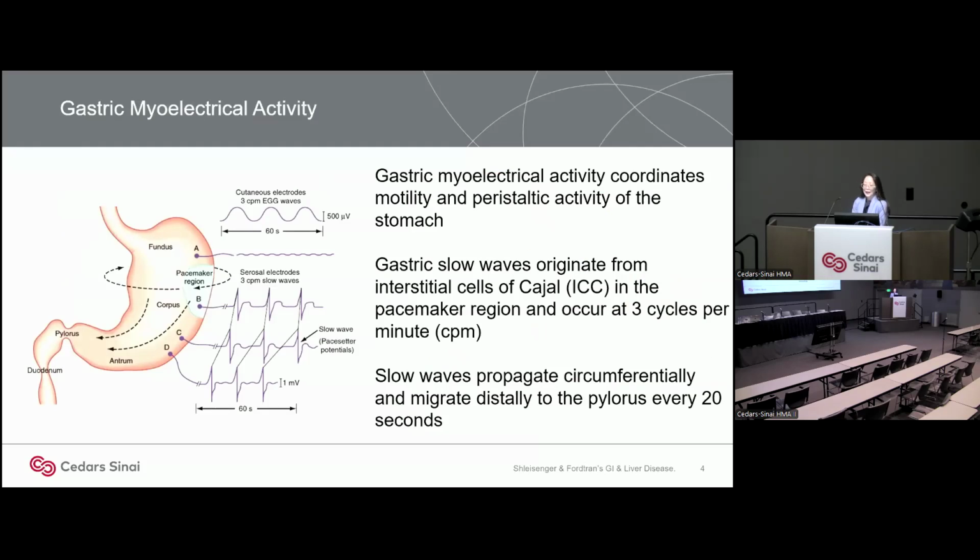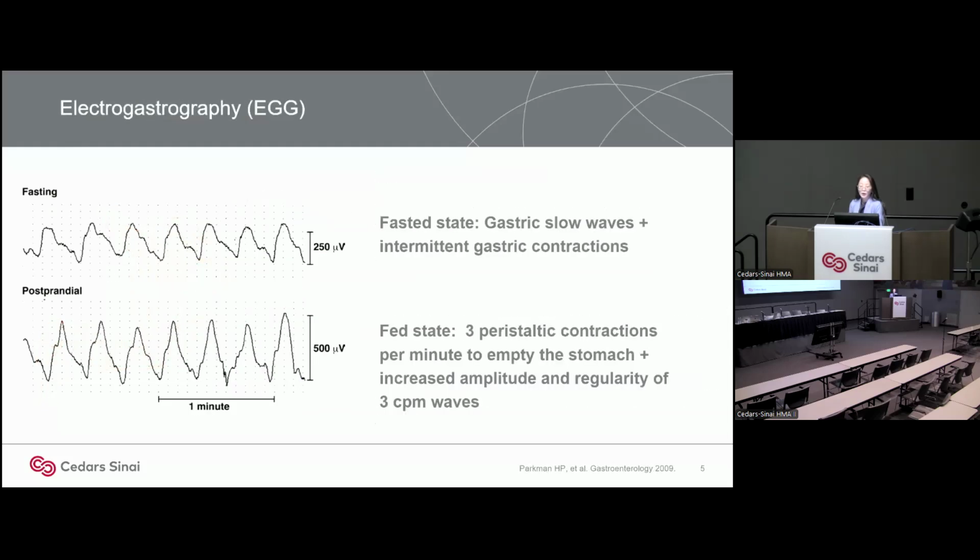When we think about the gastric myoelectrical activity of the stomach, this is what is coordinating the motility and peristaltic contractions of the stomach. So again, we talked about the pacemaker region of the stomach. This is where the gastric slow waves originate from, specifically the interstitial cells of Cajal, which again will occur at approximately 3 cycles per minute. These slow waves propagate circumferentially and then migrate distally to the pylorus, again at about 3 cycles per minute, or every 20 seconds.